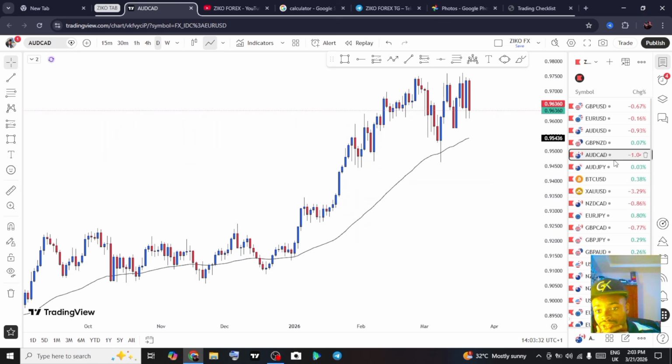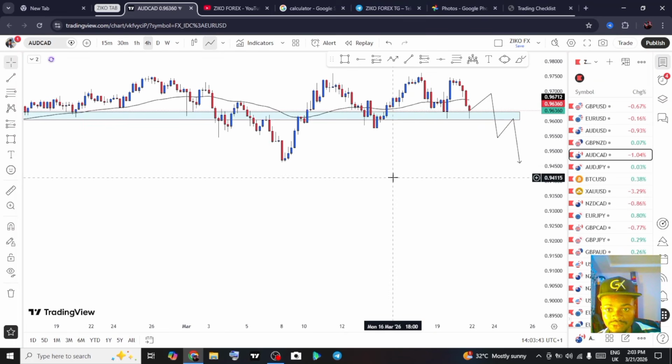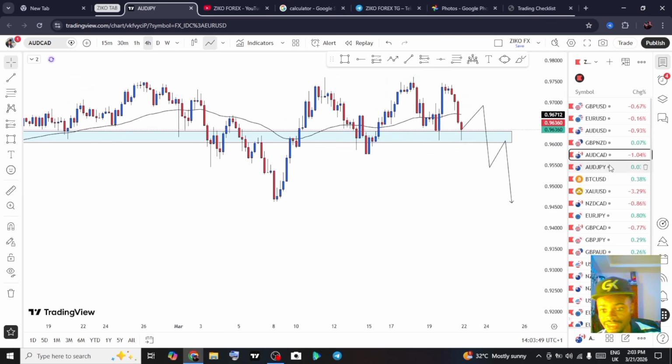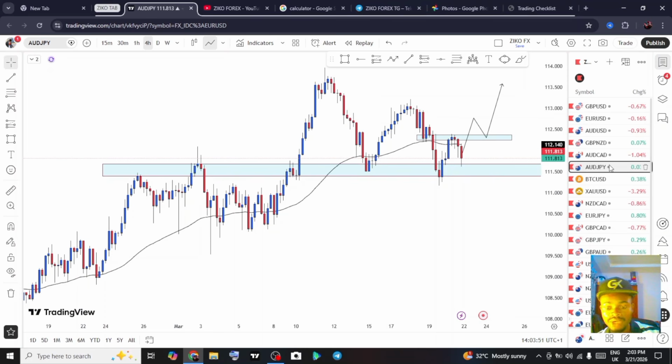AUD CAD is another pair I'm willing to see. It's pretty much very similar to AUD USD, right? So again, on the 4 hour time frame, we still need that break and retest to sell. It's very similar price action to AUD USD. And then the last pair is AUD JPY. So for some strange reason, I'm expecting to buy this market, and we need price to shift this high.